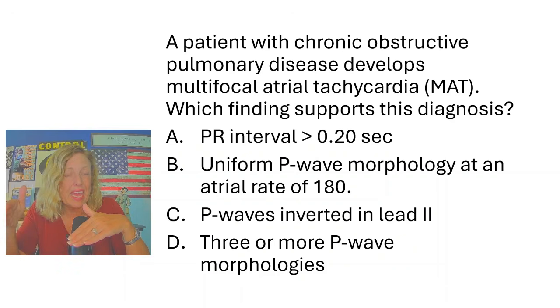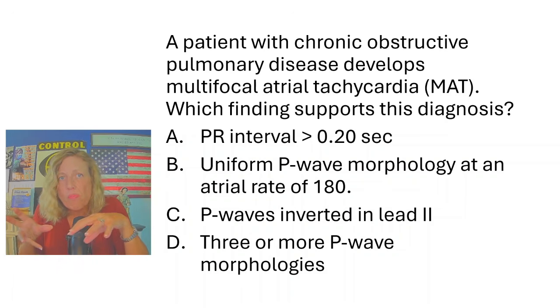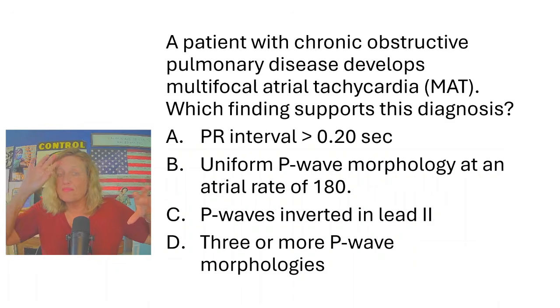Uniform, which means same, P-wave morphology. Morphology means where it's starting. So the same starting point for all the P-waves at an atrial rate of 180. Well, I like the atrial rate of 180, but I don't like the same starting point. Remember I told you it has to have multiple starting points. That doesn't mean you have 3 P-waves for every QRS. It means P-waves look different from each other, so you can tell they're being started from different places.